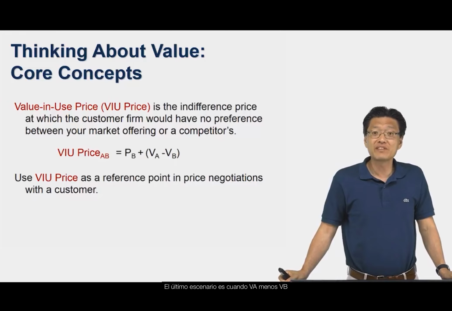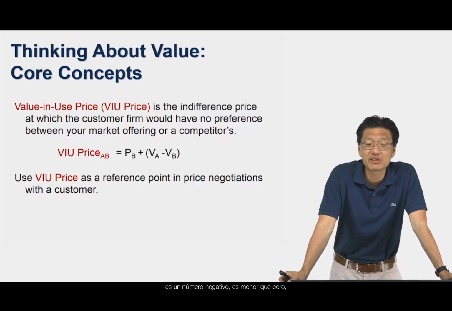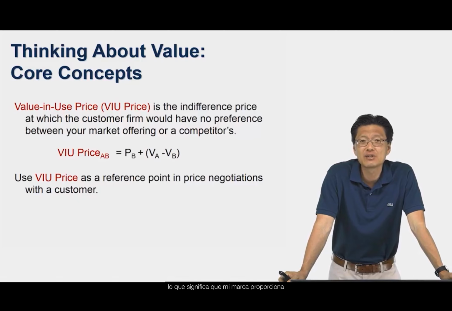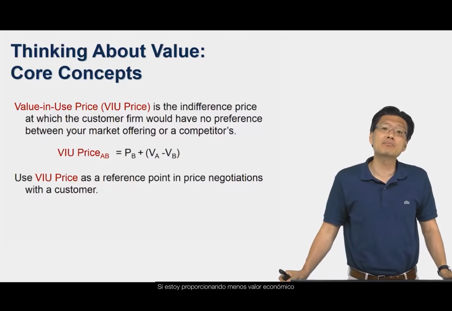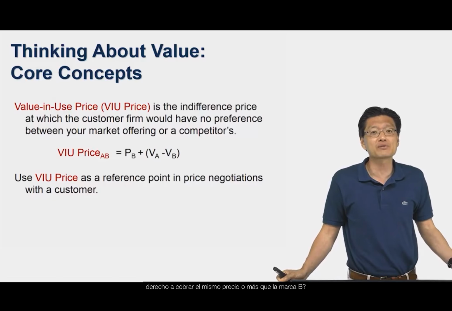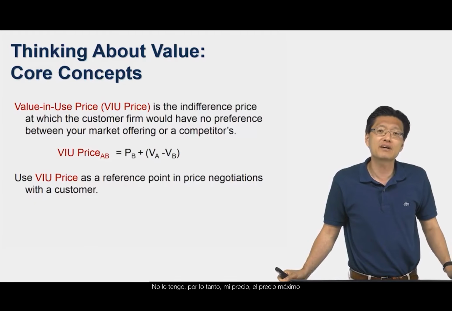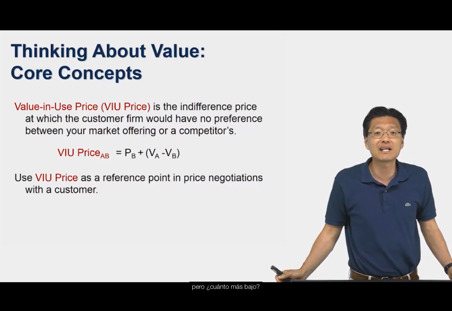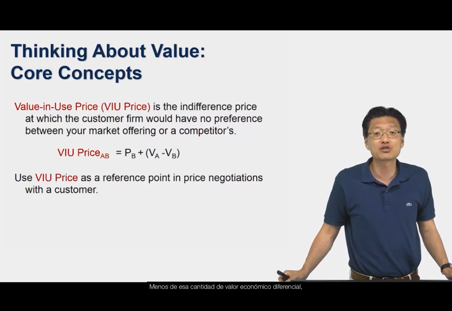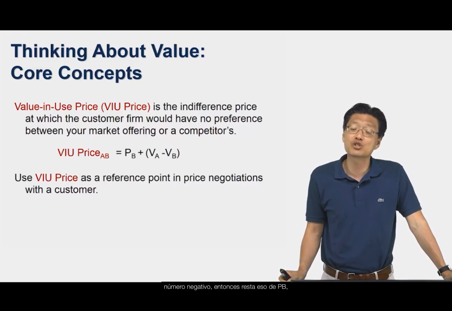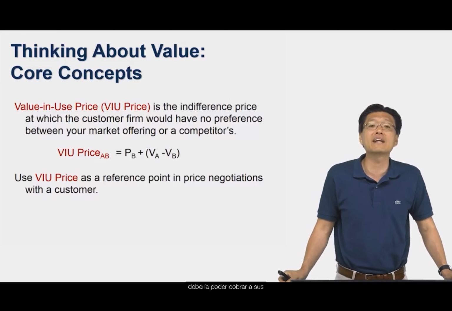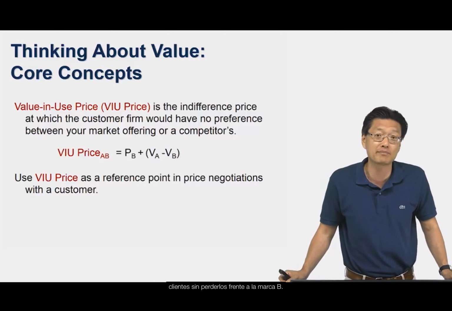The last scenario is when VA minus VB is a negative number, less than zero, which means my brand is providing less economic value than brand B. If I'm providing less economic value, then what gives me the right to charge the same price or higher than brand B? I don't. Therefore, the maximum price that I can charge should be lower than PB. But how much lower? Lower by that differential economic value amount, VA minus VB. So VA minus VB will be a negative number, and you add it to PB, which gives you the maximum price that brand A should be able to charge its customers without losing them to brand B.